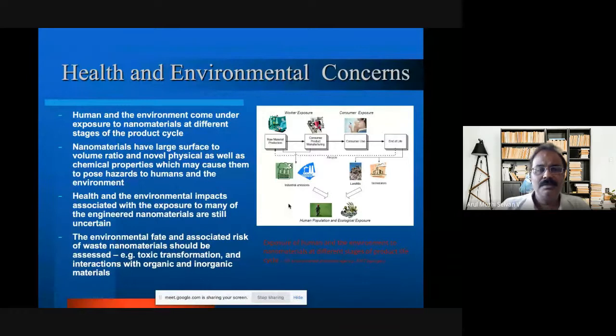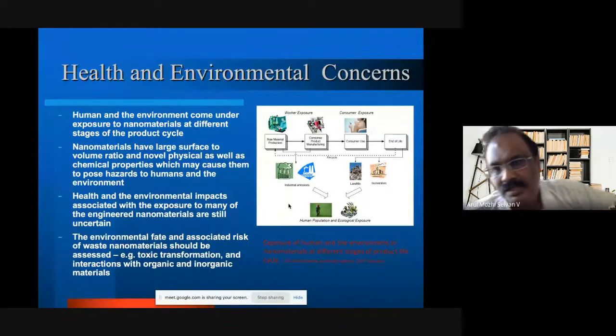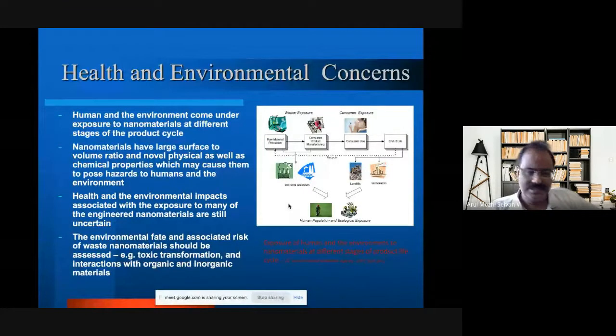So there is a major concern about health and environment, especially since anything small is always dangerous, right? Now we have a pandemic, the COVID-19 pandemic, and here also the problem is with the virus. A virus is also in the nanoscale. Anything in the nanoscale is very difficult to control. Once we started working on nanotechnology research, this is another important concern.